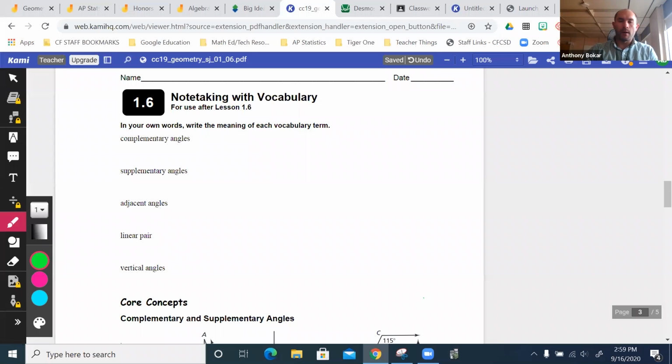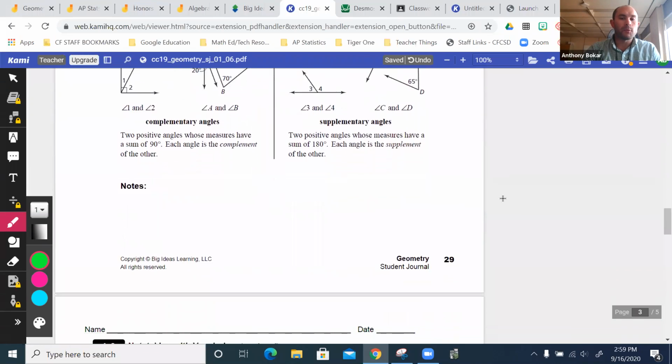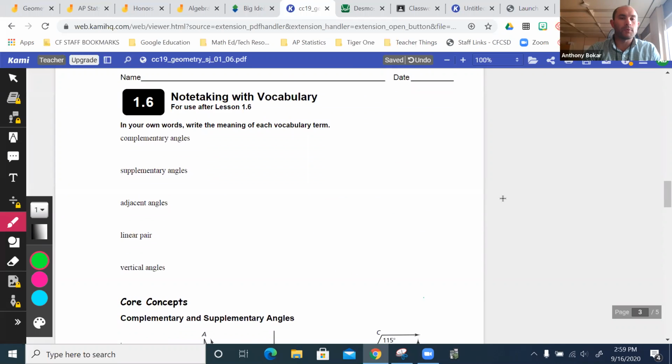All right, hi everybody. We're going to have our video today on section 1.6, which is about angles. So got a little vocab to start here. This is on page, what page here? 29 of your journal. So we're going to go ahead and work through that a little bit.